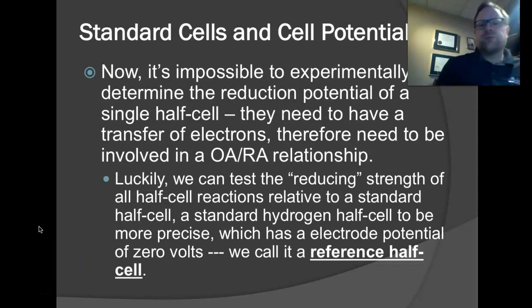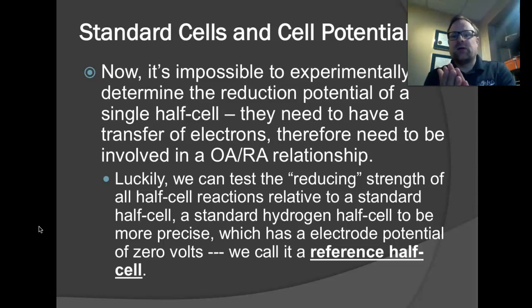It's impossible to experimentally determine the reduction potential of a single half cell. What that means is if you've got a brand new half cell that you've created and you want to figure out what its reduction potential is, you can't just sit it there and look at it because it's going to do nothing. Okay, it is either going to be the reduction or the oxidation half cell, but it can't work without the other half cell. So you can't have half a cell, you've got to have two half cells working together to make a whole cell. I hope that kind of makes sense to you.